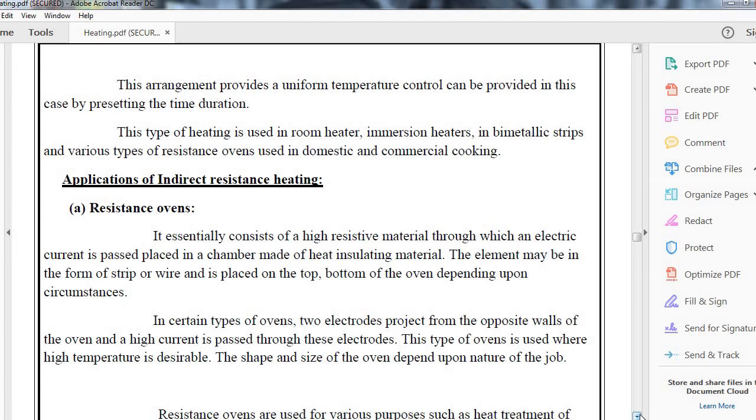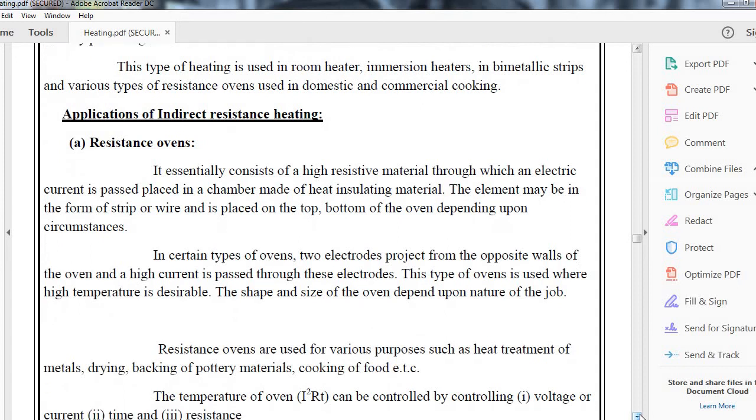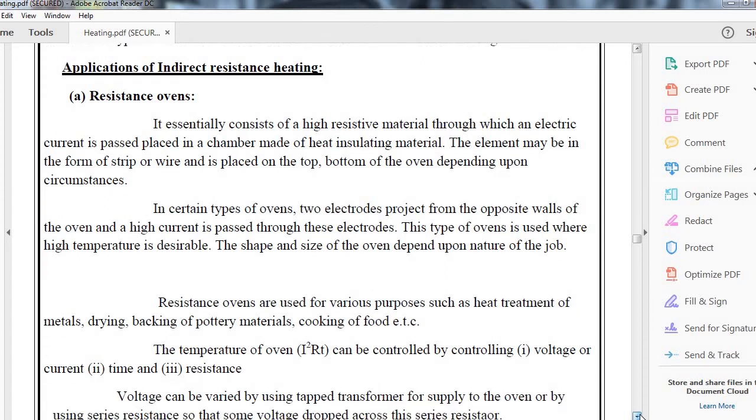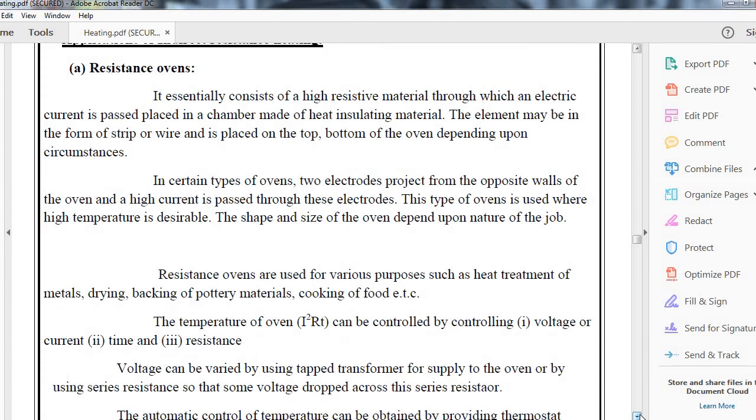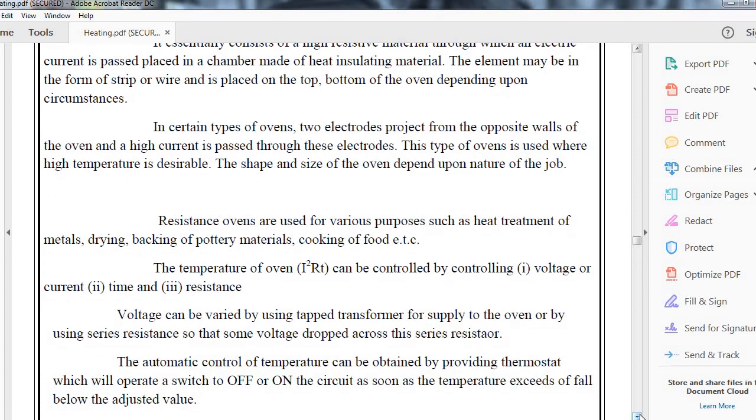In certain types of ovens, two electrodes project from opposite walls of the oven and high current is passed through these electrodes. This type of oven is used when high temperature is desirable. Shape and size of the oven depends upon the nature of the job. Resistance ovens are used for various purposes such as heat treatment of metal, drying, baking of pottery material, cooking of food, etc. The temperature of the oven, I squared R t, can be controlled by controlling voltage or current, time, resistance.